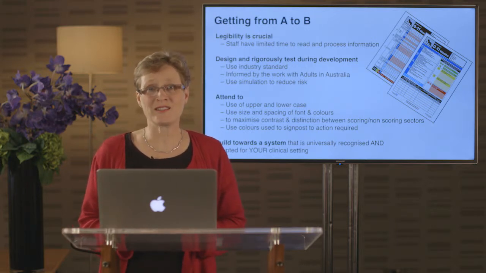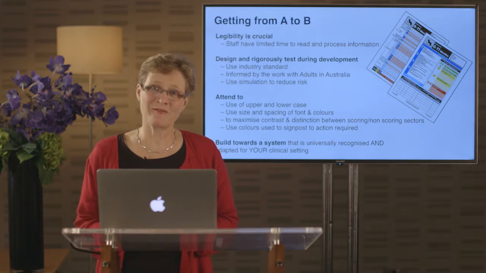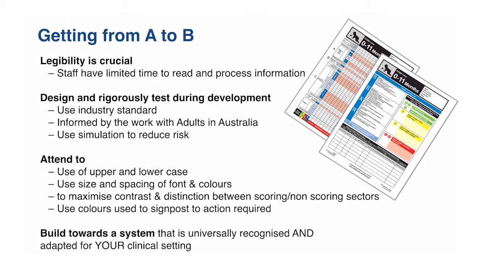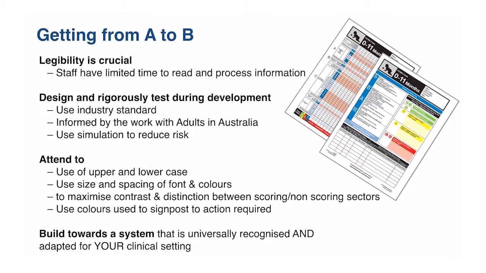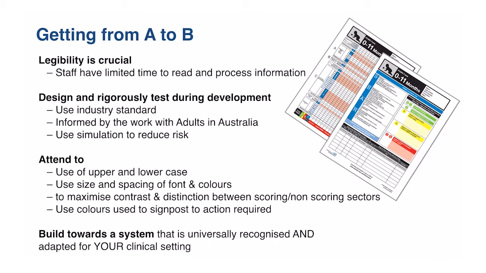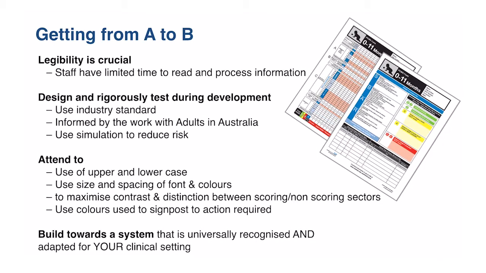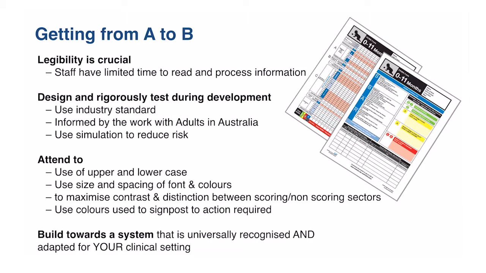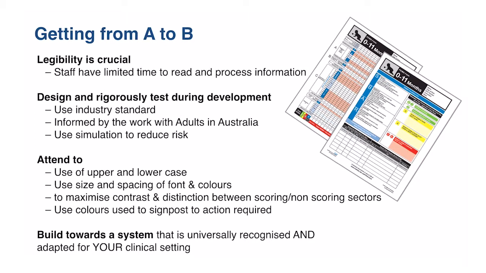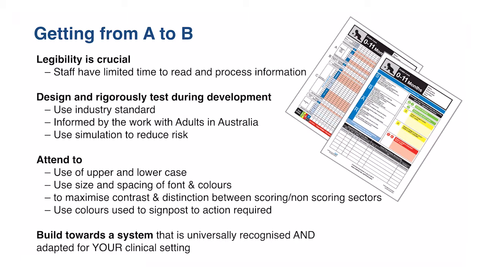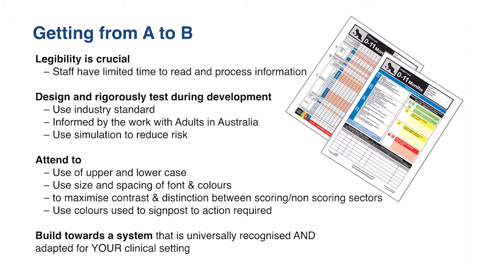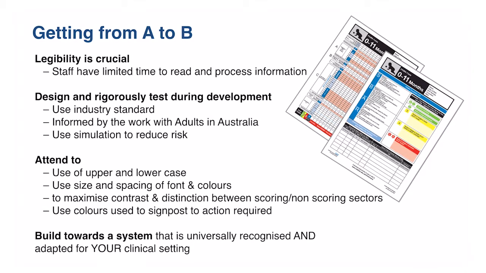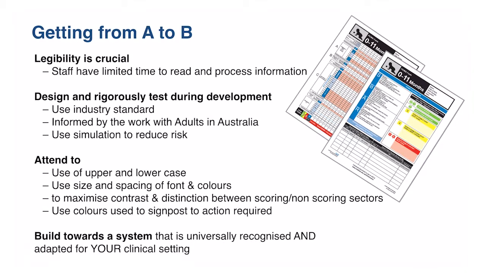So if you're struggling to get from A to B, here are some of my recommendations. First of all, legibility is crucial. We also need to design and rigorously test these charts before they're used. It's not just down to an individual who has an interest to make up what they say on them. We need to attend to the detail of the case and the colour and the font and the layout. What this means is that you need to build your own system towards something that is universally recognised and adapt it for your particular clinical setting so that it works for you.